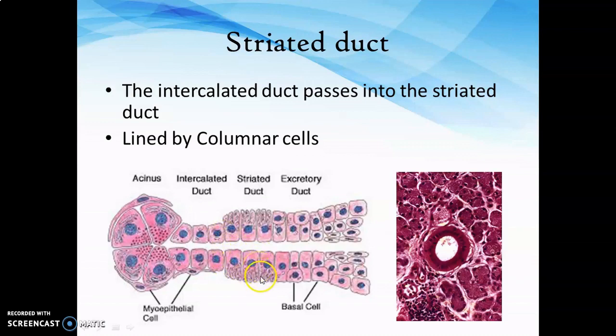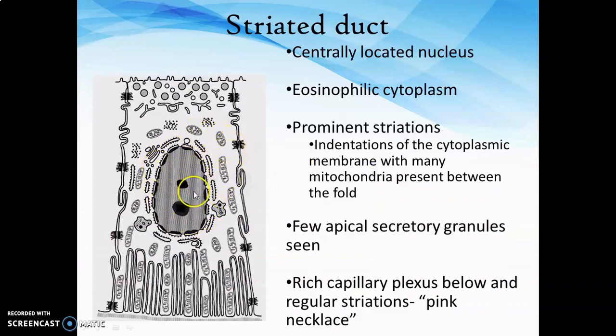And another very important peculiarity of striated duct cell is it has lot of indentations or infoldings of the basal cell membrane. You can see the cross section of striated duct in this HNE stained section. The cell has a centrally placed nucleus and eosinophilic cytoplasm, and the basal cell membrane shows lot of infoldings, and there are mitochondria in between these basal infoldings. Altogether, this gives an appearance of prominent striations, thus the duct derives its name, striated duct. There are few apical secretory granules present, and below the cell, in the connective tissue, there is a rich capillary plexus. This rich capillary plexus below and these regular striations give it the name pin necklace.